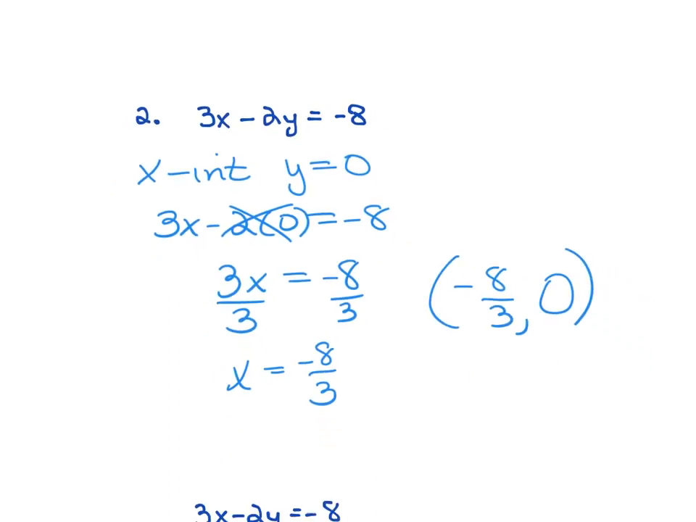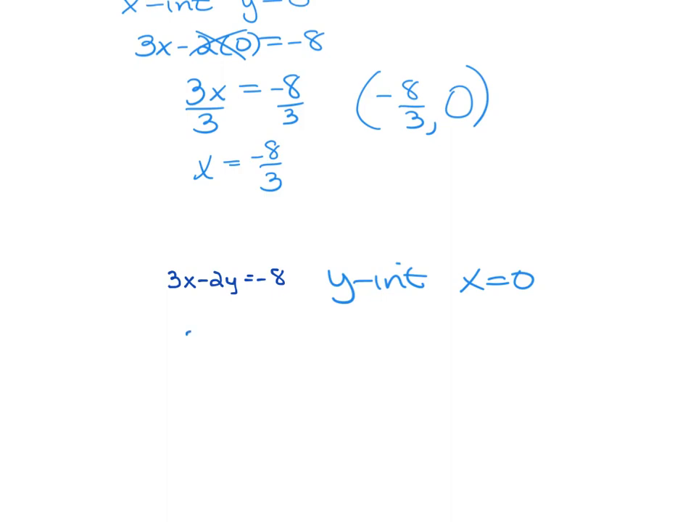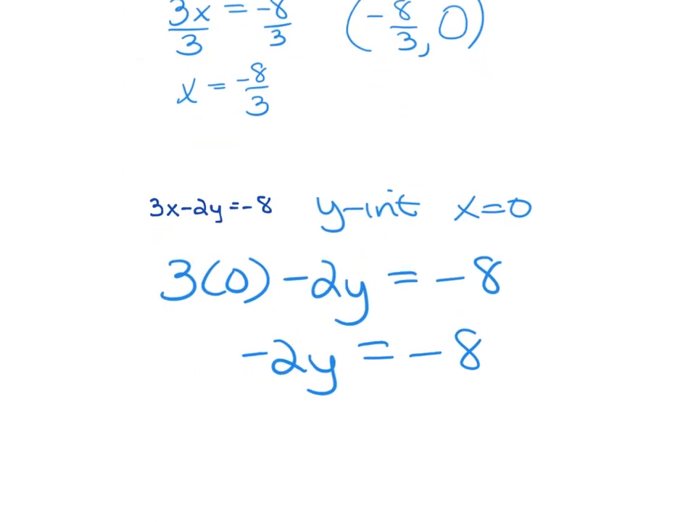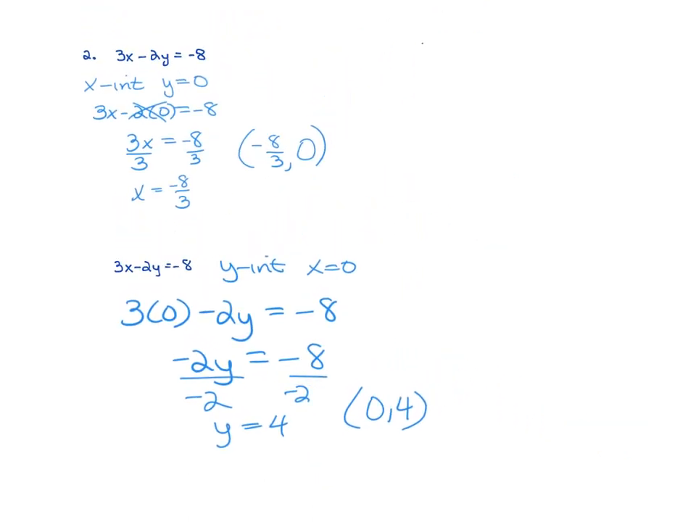Now to find the y-intercept, I am going to set x equal to 0. So 3 times 0 minus 2y equals negative 8. Negative 2y equals negative 8. Divide. And my y-intercept is going to occur at the ordered pair 0, 4. Good?